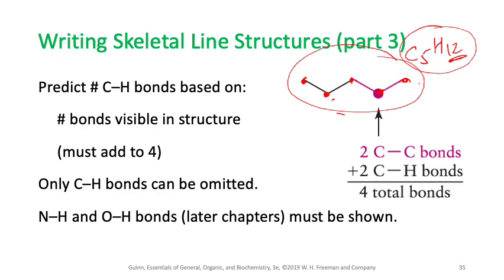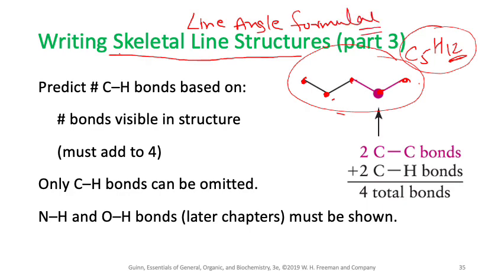One more thing: sometimes the skeleton line structure is also called the line angle formula. So don't get confused if you get a skeleton line structure or a line angle formula. Why does it say line angle? In a skeleton line structure, you have a line and you have an angle in between them. That's why the name is also line angle formula for a skeleton line structure. So remember these two terminologies too.